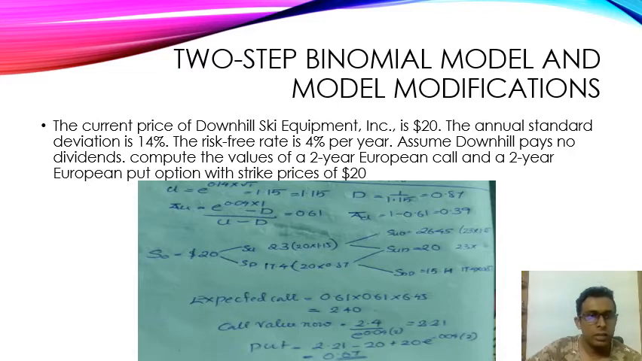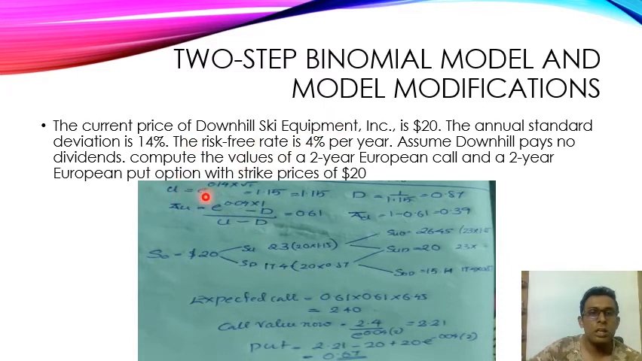The example goes like this: the current price of the stock is $20. The annual standard deviation is 14%. Strike price is 20. Risk-free rate is 4%. Value a 2-year call and a 2-year put. So that's what we need to value. First, we have to compute U and D, the upper state and lower state of our stock price.